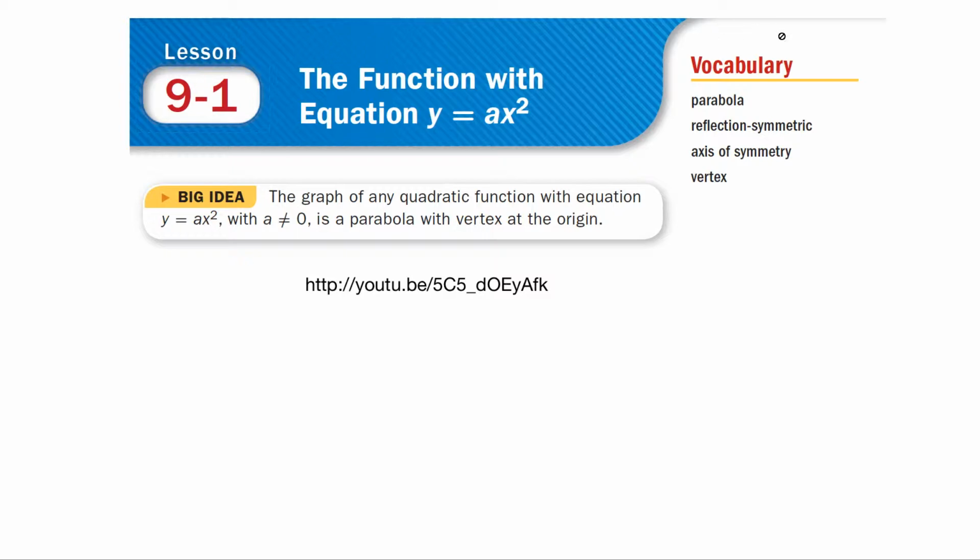We have some vocabulary. You need to know what it is. What does it mean to be reflection symmetric? What is the axis of symmetry, in this case in particular of a parabola, and what is the vertex of a parabola?